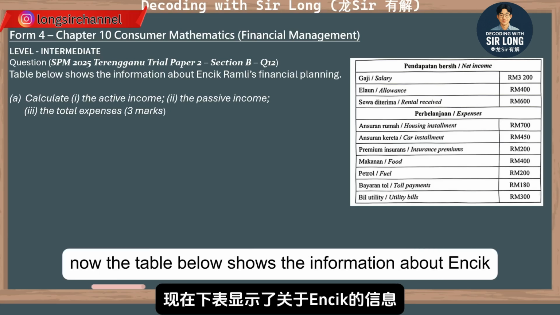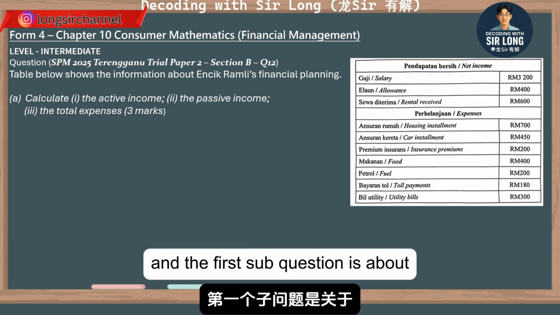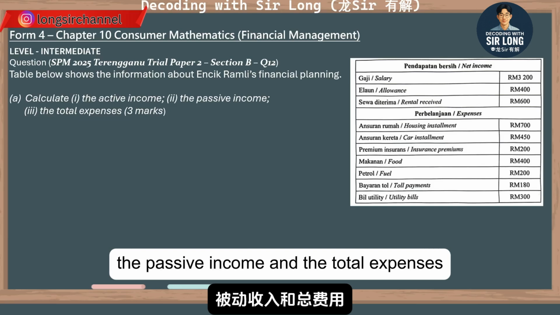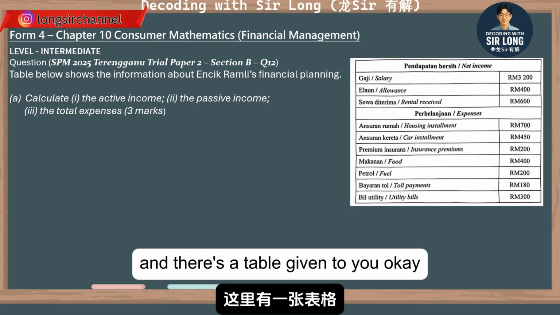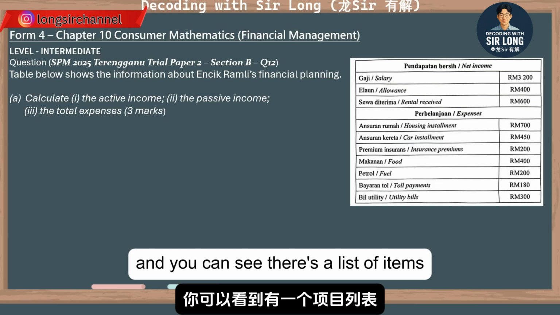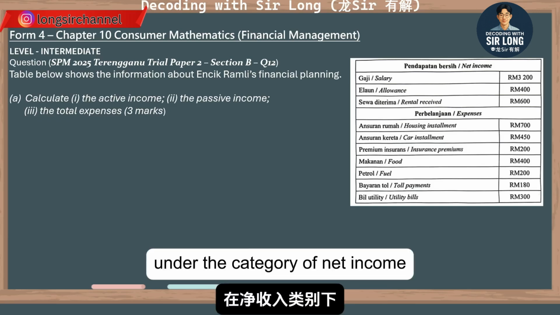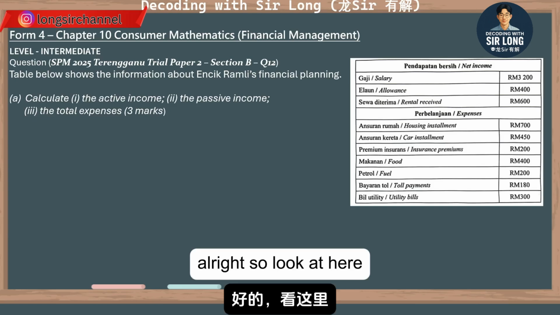The table below shows the information about Eugene Ramley's financial planning. The first sub-question is about how to calculate the active income, the passive income, and the total expenses. The total is 3 marks for this sub-question. There's a table given to you. Look at the right hand side, and you can see there's a list of items. Some items are under the category of net income, and some items are under the category of expenses.